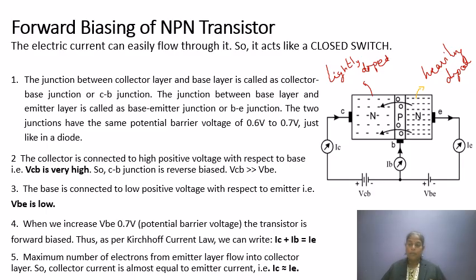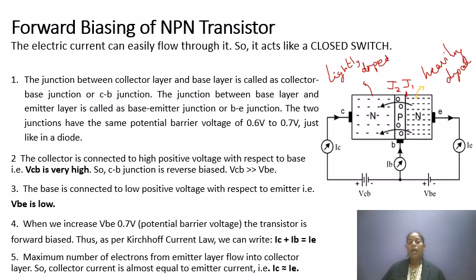So how are the junctions formed? This is nothing but junction 1 and junction 2. Emitter and base is junction 1, and base and collector is junction 2. Is it clear? This is the emitter and this is the base. The junction between emitter and base is junction 1, and base and collector is junction 2.